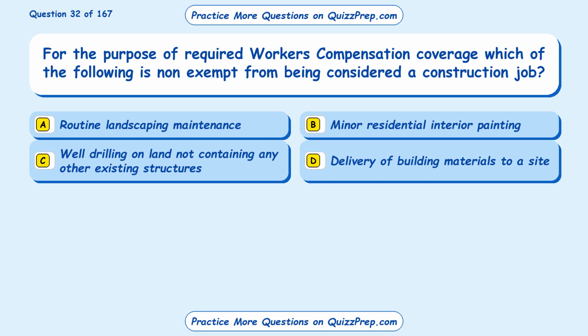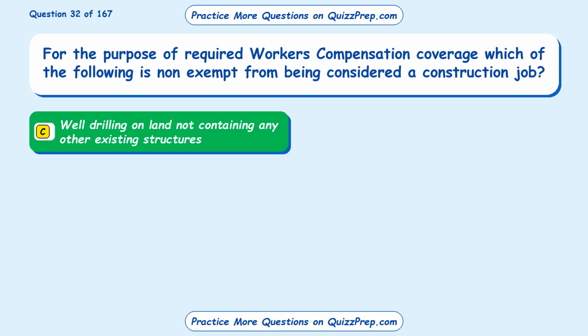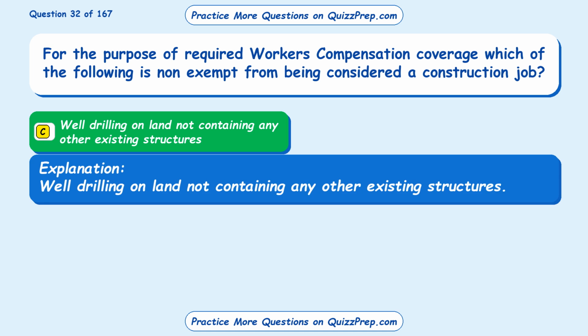Question 32. For the purpose of required workers' compensation coverage, which of the following is non-exempt from being considered a construction job? Option A, routine landscaping maintenance. Option B, minor residential interior painting. Option C, well drilling on land not containing any other existing structures. Option D, delivery of building materials to a site. The correct answer is option C, well drilling on land not containing any other existing structures.